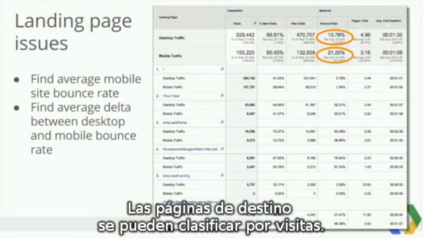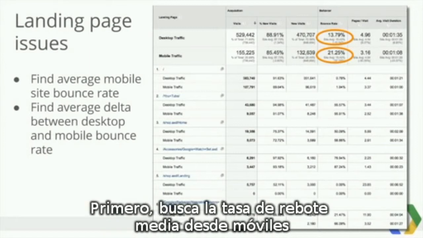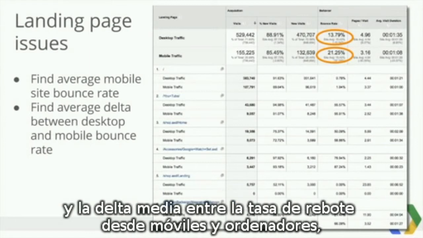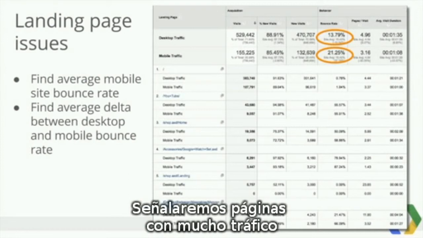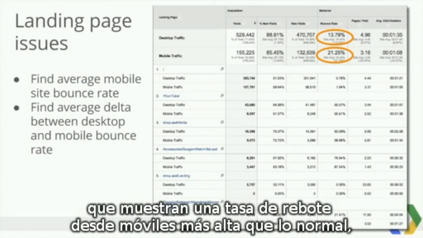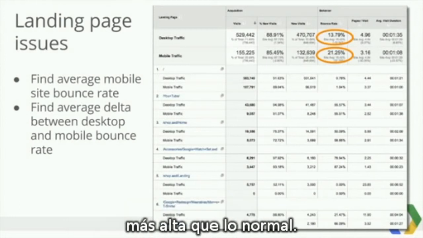Landing pages can be sorted by page views, helping us to find high traffic issues. First, find the average mobile bounce rate and the average delta between desktop and mobile bounce rate, which in our case is about 7%. We'll flag high traffic pages that show a significantly higher than average mobile bounce rate or higher than average delta between mobile and desktop bounce rate.